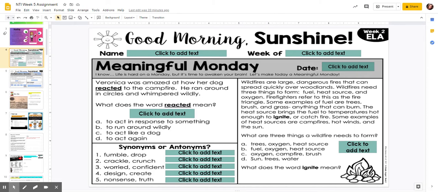that mean the opposite. In the paragraph, be sure to pay close attention to the word ignite and to figure out what the wildfire needs in order to do that.